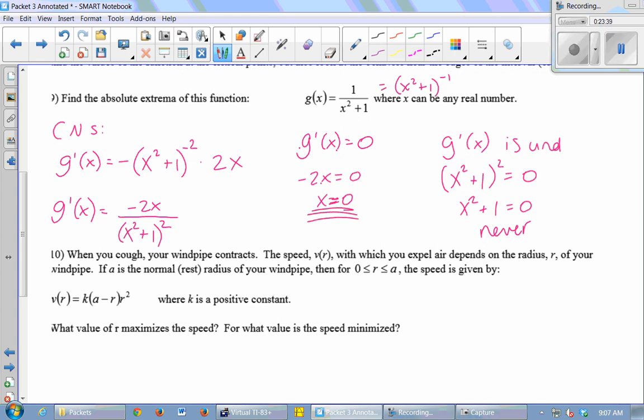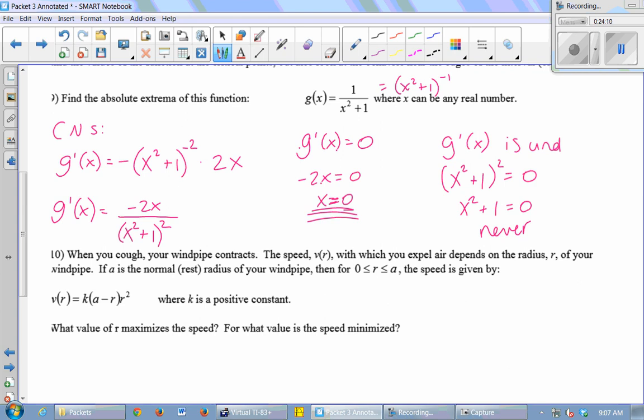Could be a local max or a local min. I have to think about what happens at the edges of this interval as x goes to positive infinity and x goes to negative infinity. What happens to the function g as x goes to infinity? It gets closer to 0. That denominator is going to get really big, so the fraction is going to get really small.